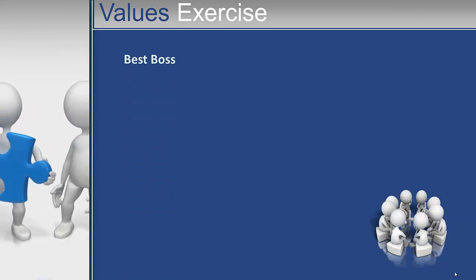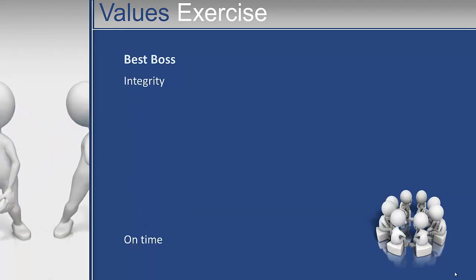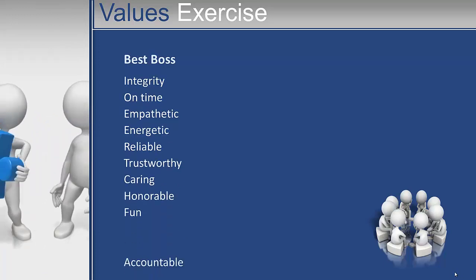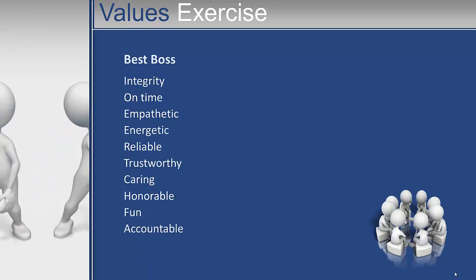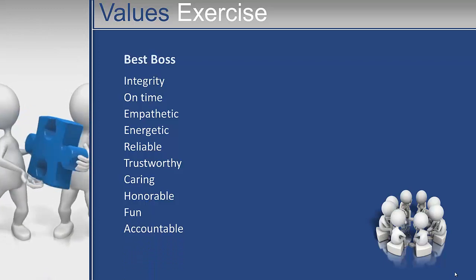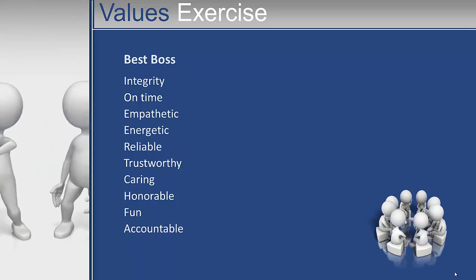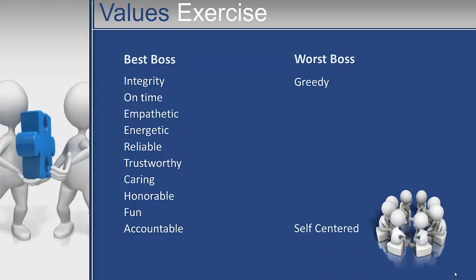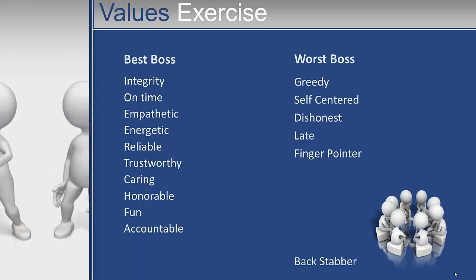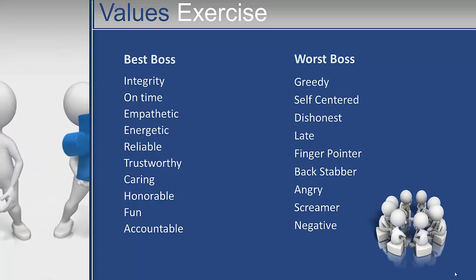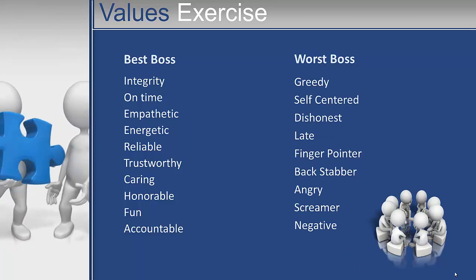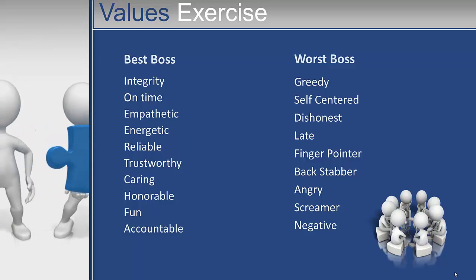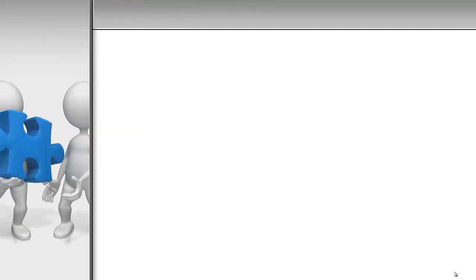The next step is to look at these words. So here's some words that we have as an example. The best boss, we have integrity, on time, empathetic, energetic, reliable, trustworthy, caring, honorable, fun, and accountable. Worst boss, greedy, self-centered, dishonest, late, finger pointer, backstabber, angry, screamer, negative. Wow, have you ever had a boss like that?